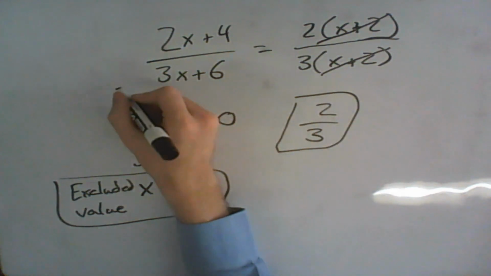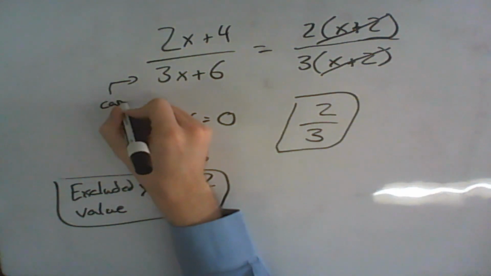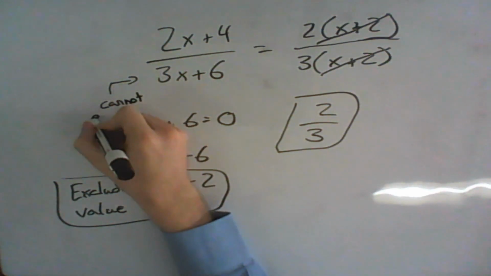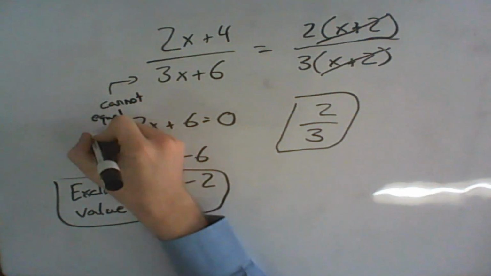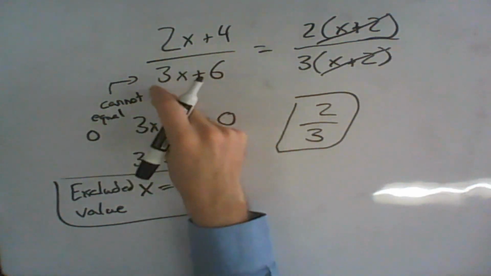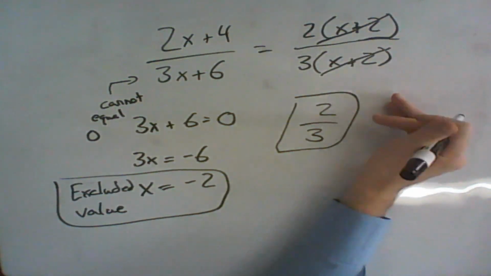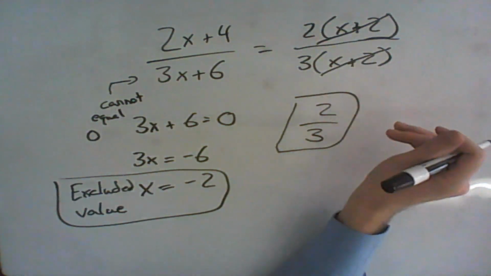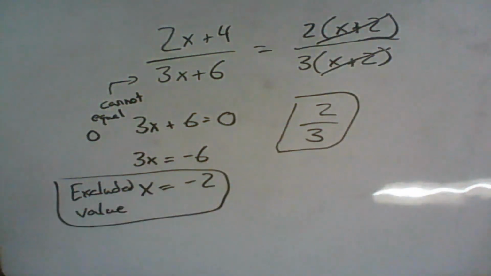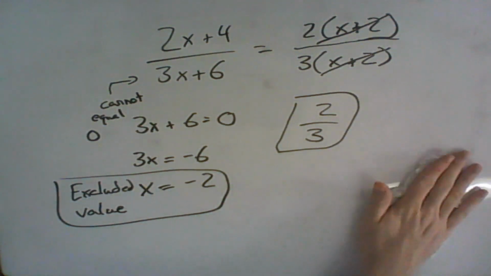Because the denominator can't equal 0, if you don't find the excluded value, then when you simplify it, you might get an incorrect answer. We'll talk about why in a minute. But first step, always find the excluded value. That's just the rule. Second step, simplify.